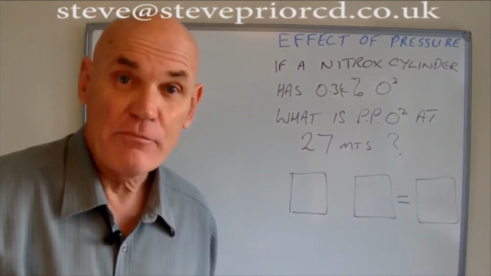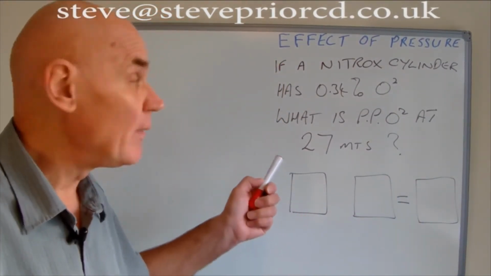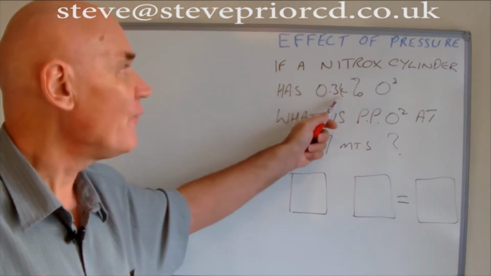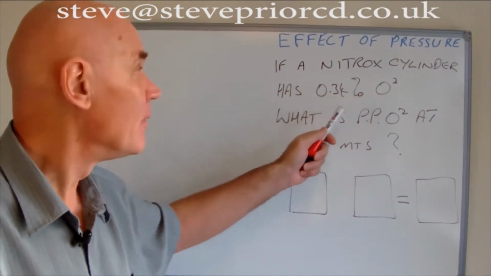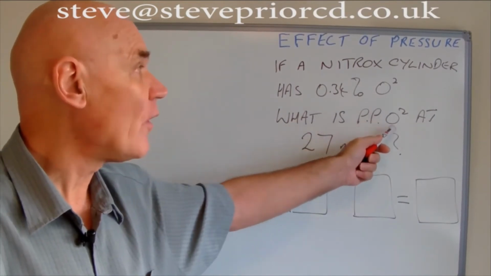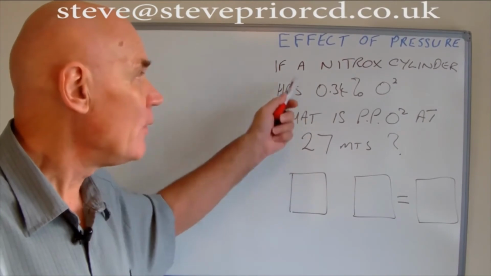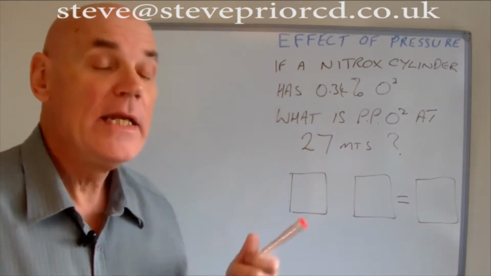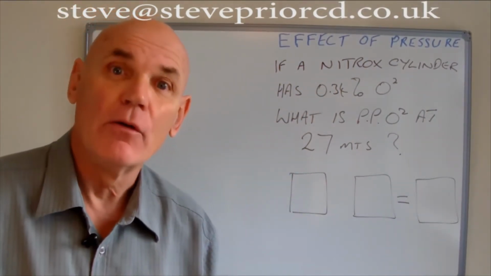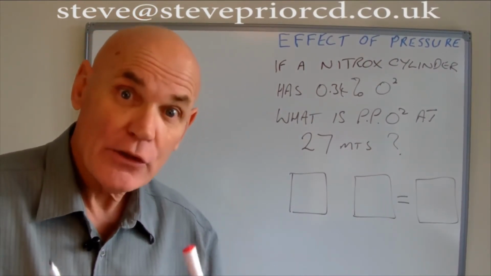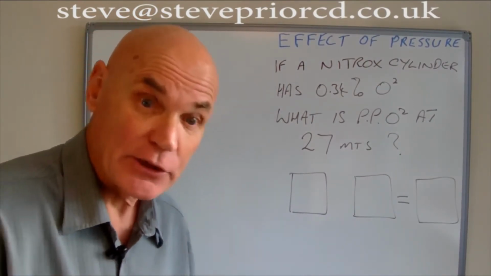Okay, so I've abbreviated the question a little bit, but I think it's quite clear. If a nitrox cylinder has got a 34% oxygen mix, what is the partial pressure of oxygen at 27 meters? Okay, so once again, we know that the deeper we go, the more effect that oxygen will have on us. So we do know that it's going to be a multiplication sign.